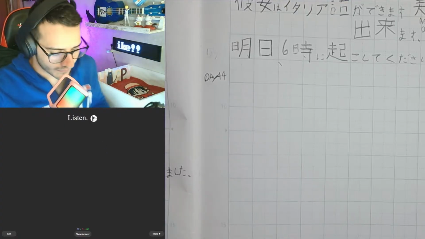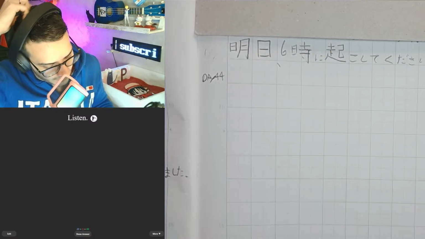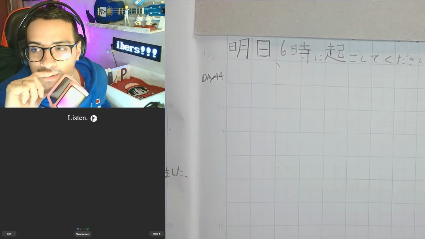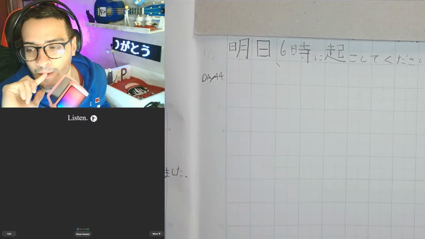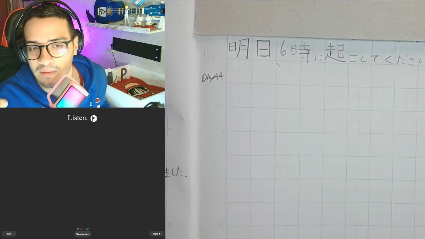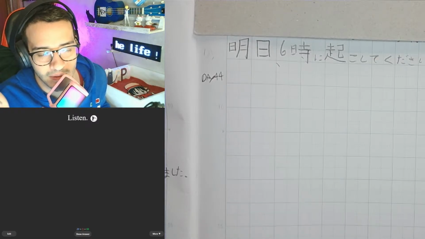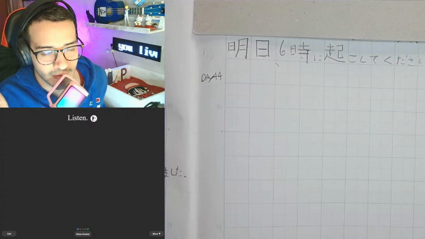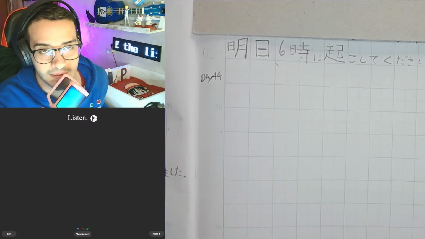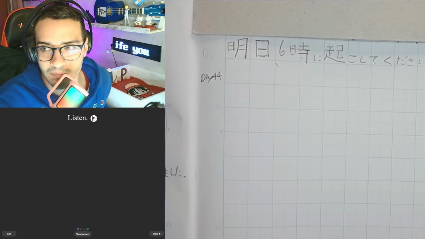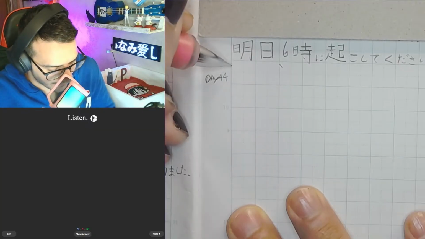Mijikai. So we were starting to do this yesterday. Mijikai means short. The thing is, there is also hikui, right? Which is also short. But correct me if I'm wrong, mijikai should be for inanimate things. All right, I guess. I'm not sure. Anyway, how do we write it?